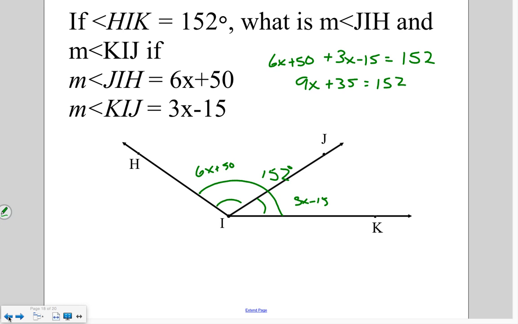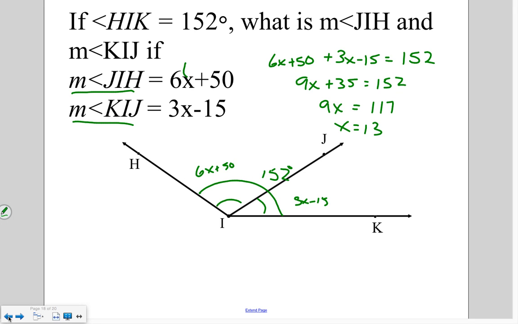I'm going to subtract 35 from both sides. 9x equals, let's see, 35, so I can do 117. And I got to do 117 divided by 9. I get 13. All right. What is the measure of JIH and KIJ? We got to find these two measurements right here. So I'm going to plug 13 in.